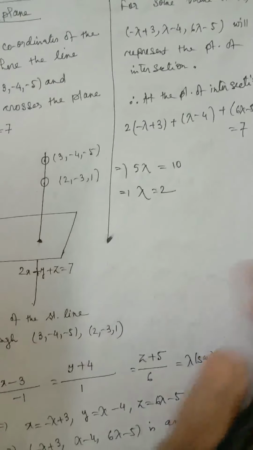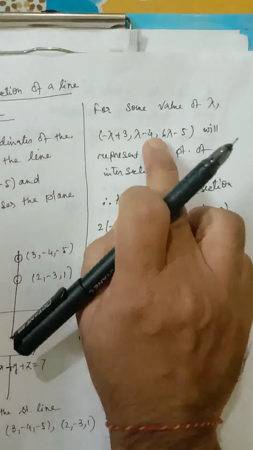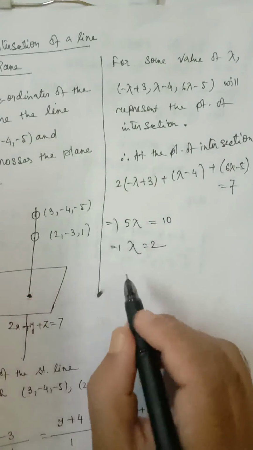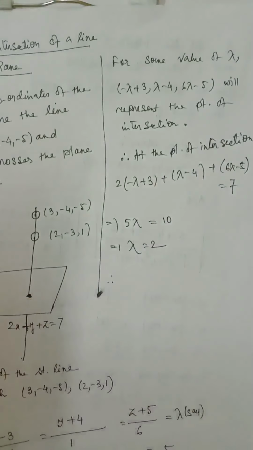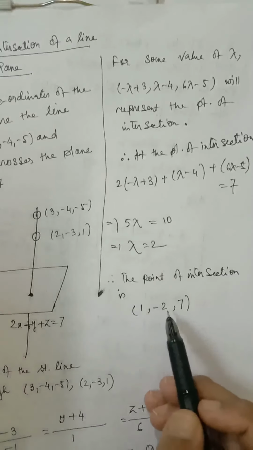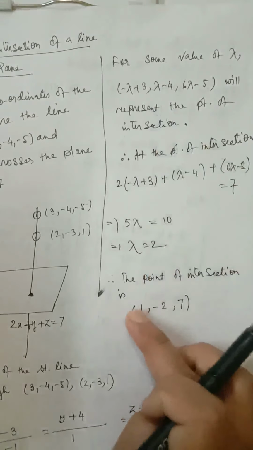And so the foot of the perpendicular, now putting lambda equal to 2 here, we will get the coordinates of the point of intersection. Therefore, the required point of intersection is 1, minus 2, 7. Putting lambda equal to 2 here, we get the point of intersection.